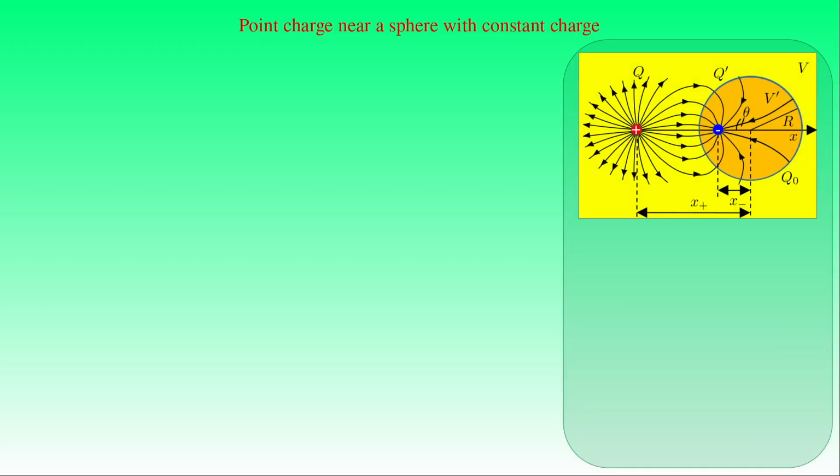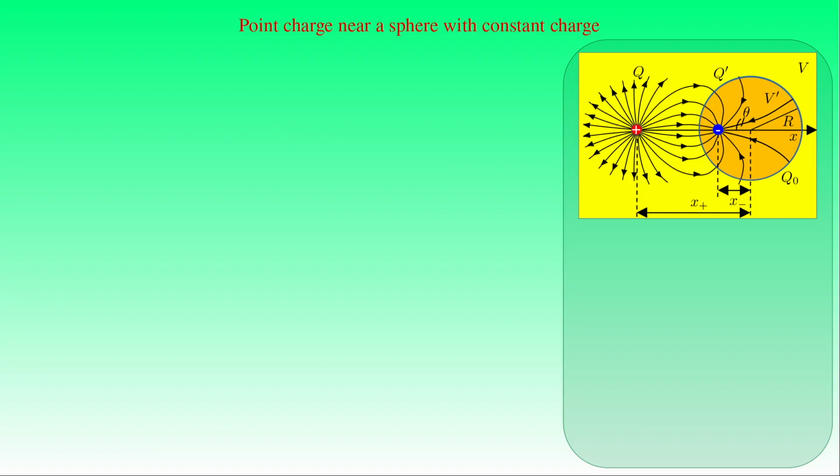We used the example of a point charge near a grounded sphere to derive the electric field due to a point charge near a grounded plane as its limiting case. We can generalize this example by applying a conducting sphere either with constant electric charge or constant voltage. First we consider the case with the sphere of constant charge q0, where the point charge q in the volume V is outside the sphere of radius R at the distance x sub plus from the center of the sphere.